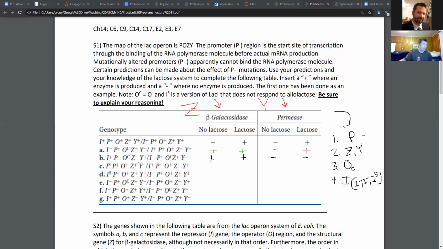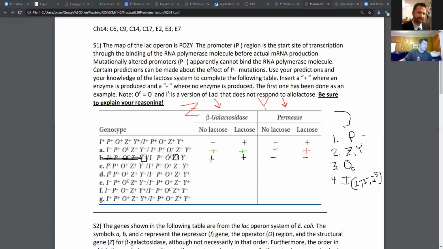Why is that? Okay, well, we only have one functional Z, one functional Y, just like before. But this promoter is broken. So we have no possible Y. So we're done with Y. We know permease is not coming out of this. Not at all possible. So we're done with the permease. You can put those two minuses there and be done with it.